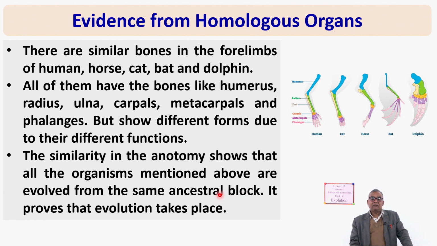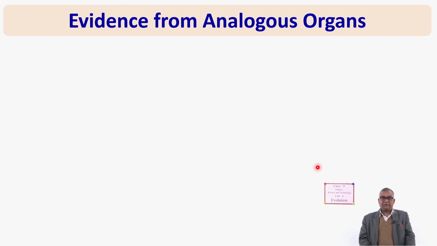Ancestral block means ancestral groups. Yes, it proves that evolution takes place. If they evolved from an ancestral block, that means evolution took place. So it is about homologous organs. Analogous organs are a little bit different. Here in analogous organs, you have to keep in mind that the internal structure is different, but the external structure is the same.